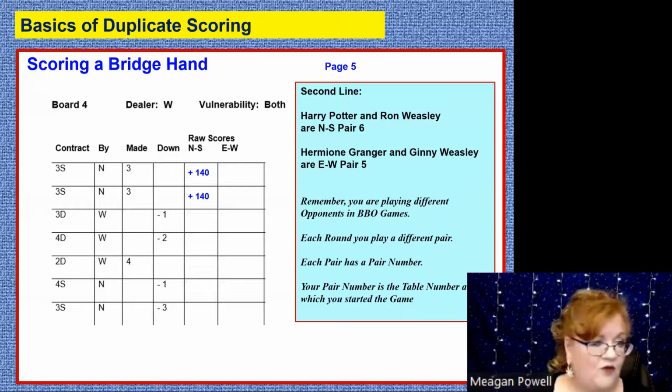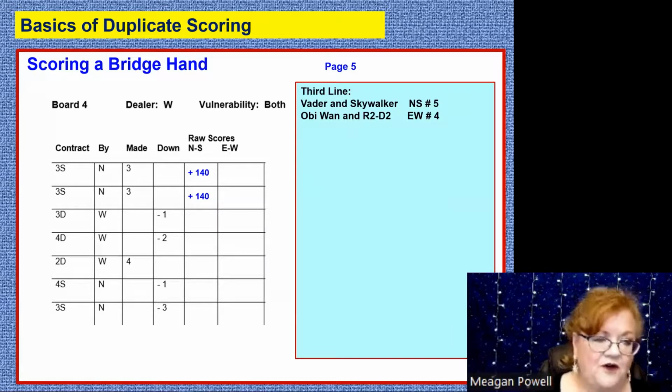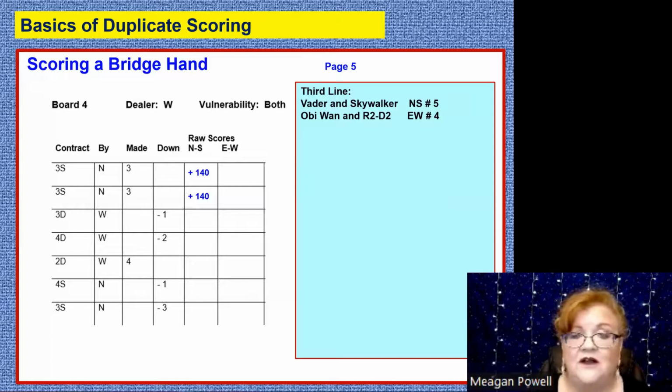Now, we're still on board 4. These are all the scores on board 4. I want to go to the third line. On the third line, something different has happened. Remember, we started by saying north and south had a spade fit and east and west had a diamond fit? Well, at table number 5, with north-south 5, Darth Vader and Luke Skywalker, they did not go to 3 spades. They let east-west play in 3 diamonds. I don't know why, but they did. It happens all the time. Maybe they got scared and didn't want to bid higher. But they let Obi-Wan and R2-D2 play in 3 diamonds.